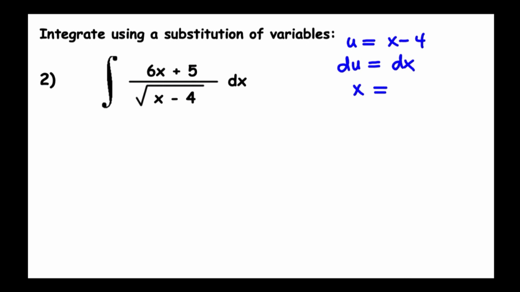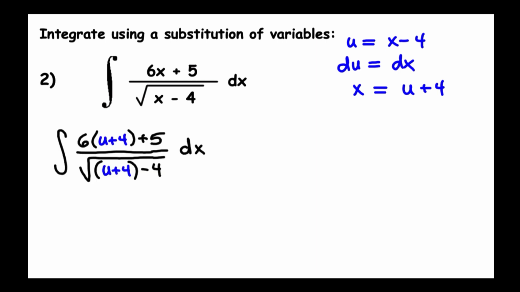If u is x minus 4, then x, if you add 4 to both sides, would be u plus 4. And now we're in business. I'm going to change all the x's to u plus 4s, and we'll see what we have. Okay, now with the substitution, you can see some really nice things happening. The denominator is great. These parentheses I put down there aren't really serving a purpose. I'm not sure why I did it, but 4 minus 4 is 0. And so that'll just be a radical u down there. And the numerator will be 6u plus 24, there's another 5, so plus 29.